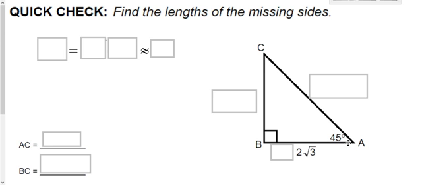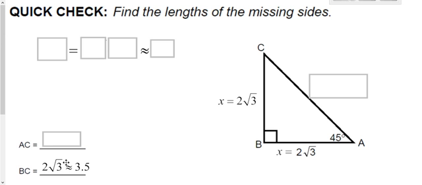This time we've got this leg is 2 times the square root of 3. Right? Label our side. This side is an x, so we know that x equals 2 times the square root of 3. This side is x also, so it's the same as this one, so we know this side is 2 times the square root of 3. So BC is 2 times the square root of 3, or about 3.5.